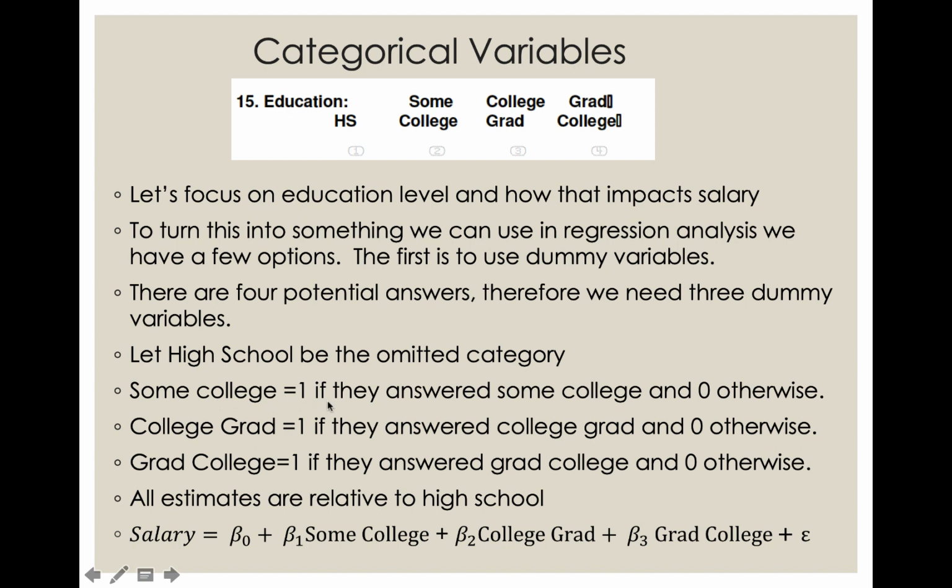We have some college equals 1 if they answered some college, and 0 if they're high school, college grad, and grad school. College grad equals 1 if they answered that they were college grad, 0 otherwise. And then grad college, which means graduate school, equals 1 if they answered grad college and 0 otherwise. And all estimates are relative to high school. So some college relative to high school, college grad relative to high school, grad college relative to high school. This is your best option for categorical variables: putting in one fewer dummy than the number of categories, number of categories minus one, and analyzing it this way.